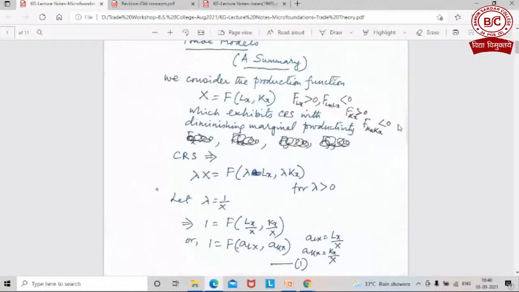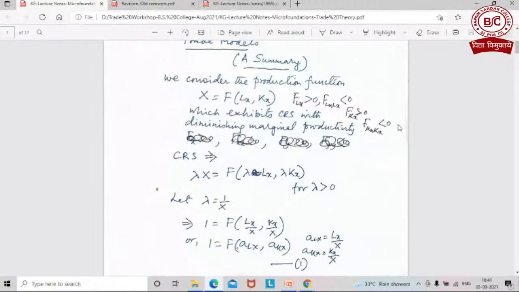We consider constant returns to scale. As I said, for neoclassical trade theory, throughout we assume constant returns to scale. As we consider constant returns to scale, we multiply L(x), K(x) by lambda, without loss of generality, of course, and we select lambda to be equal to 1/X without loss of generality. So on the left hand side we have 1, and as I said earlier, L(x)/X can be written as a_Lx, which is the labor coefficient, and K(x)/X is called the unit capital coefficient. That means, to produce one unit of output, how much labor is required? It's a_Lx. How much capital is required?